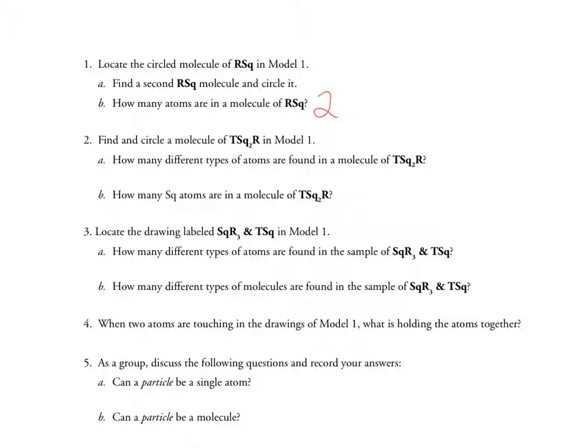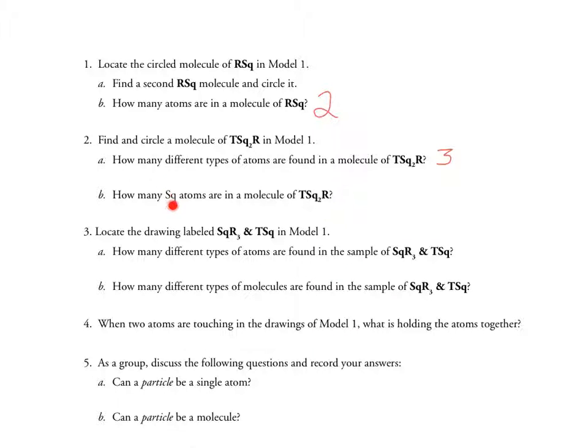So now we want to do the same thing with the triangle squared 2 round. It just means 1 triangle, 2 squares, and 1 round. So how many different atoms are found in this? We want to think how many different kinds of shapes are present. So we've got triangles, we've got squares, and we've got round shapes. We have a total of 3 shapes.